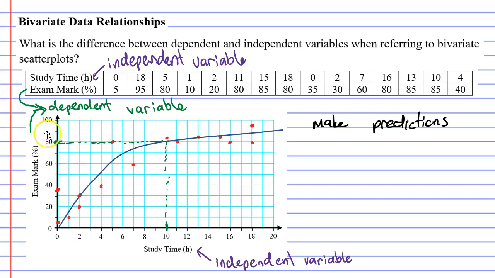It's the prediction that is the dependent variable. In order to predict the mark that you will get, we need to first know how many hours of study you put in. Anyway, that concludes our video comparing dependent and independent variables.